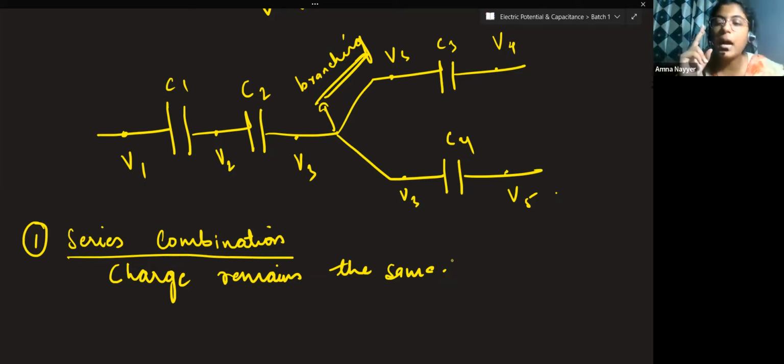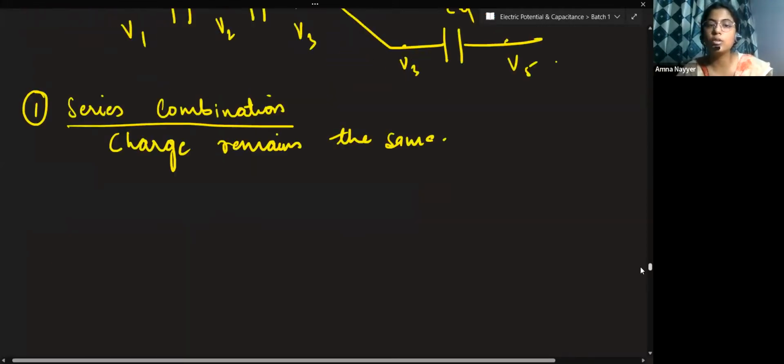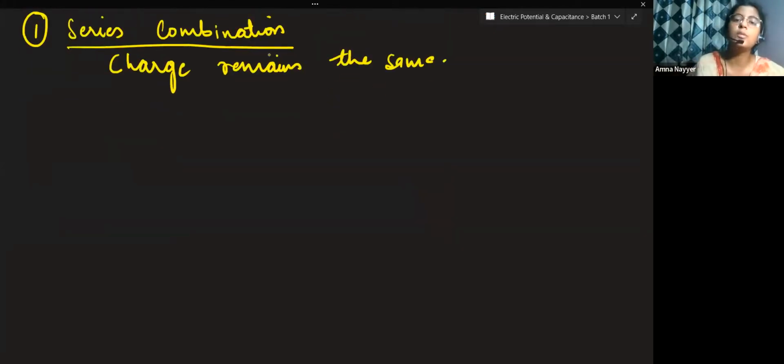In case of parallel combination, potential remains the same. But parallel combination, let's do it separately. Right now, let's focus on series combination. In series combination, remember, charge will always be the same. Like if the value is 4 coulomb, then 4 coulomb everywhere. If 5 coulomb, then 5 coulomb everywhere. The magnitude is the same, and as for direction, electric charge is a scalar quantity. It has no direction. So charge remains the same.